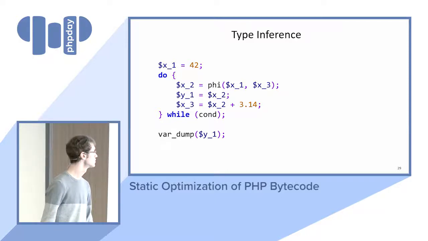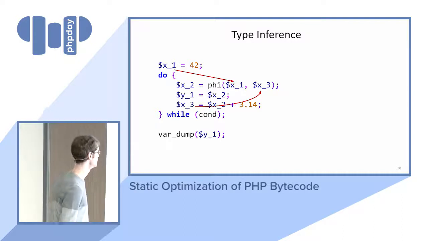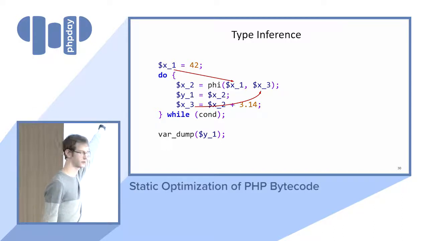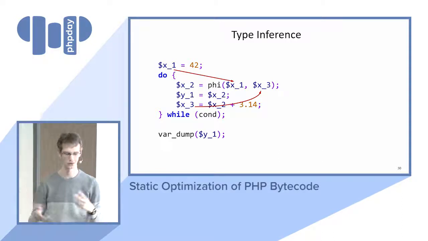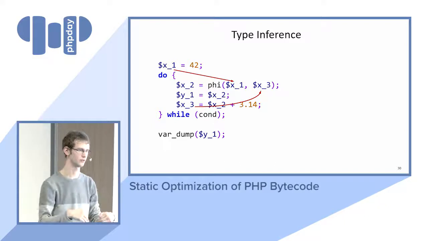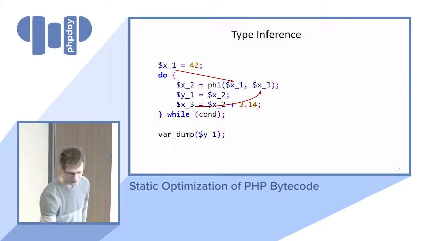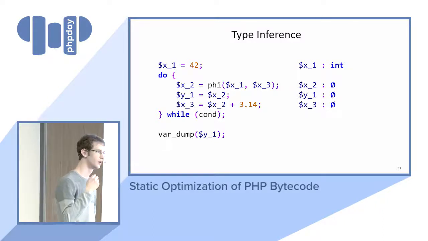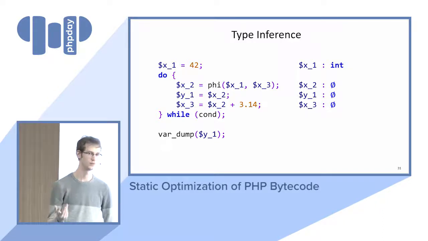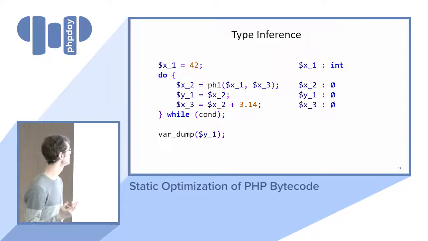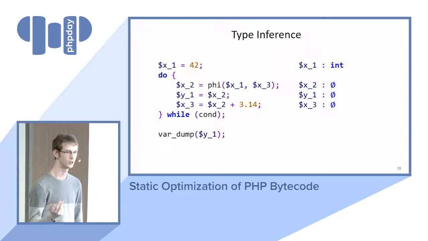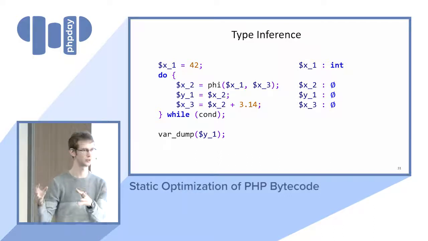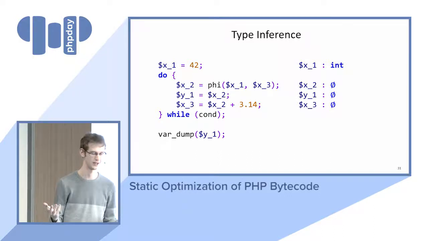And again, we have to insert a phi node, because the value of x can come either from the loop initialization, or it can come from the end of the loop body. So we have to insert a phi node, because there are two possible incoming values. And now the general concept behind the type inference is this. So we have some types that we know. For example, in this case, we know that x1 is an integer, because we actually assigned an integer literal to it. So it cannot be anything else.